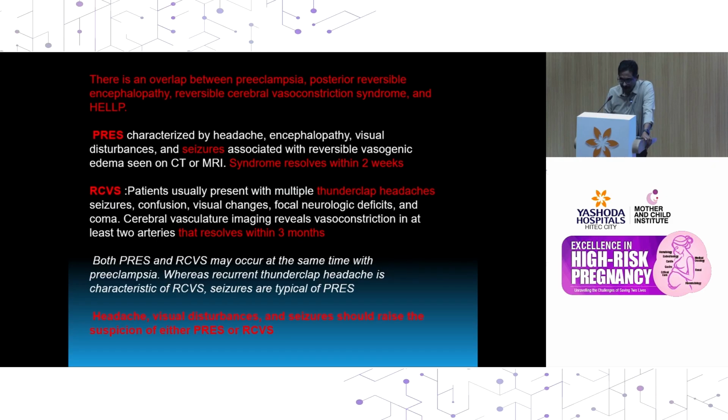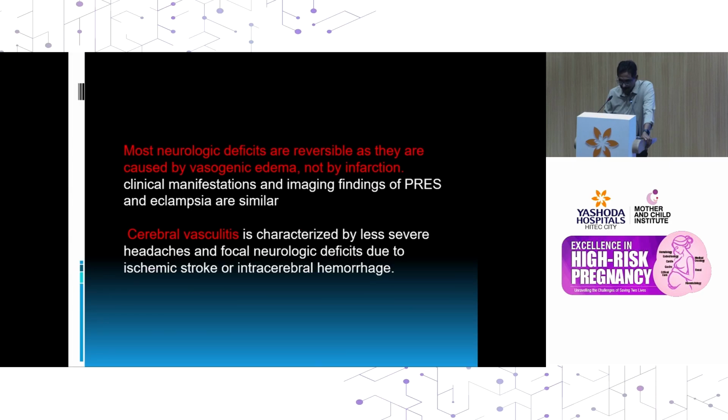You can see preeclampsia, posterior reversible encephalopathy syndrome, reversible cerebral vasoconstriction syndrome, and HELLP. They can all overlap, and most of them present after 20 weeks and before 6 weeks postpartum. So how do you differentiate? By MRI, and the treatment is almost the same: conservative management. In PRES most of them present with seizures, whereas in RCVS they present with thunderclap headaches. So any patient who has headache, visual disturbance and seizures should raise the suspicion of PRES or RCVS. Most neurological deficits are reversible and are caused by vasogenic edema, not by infarct.